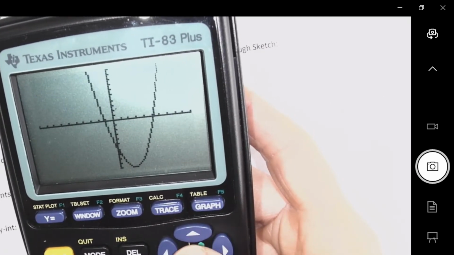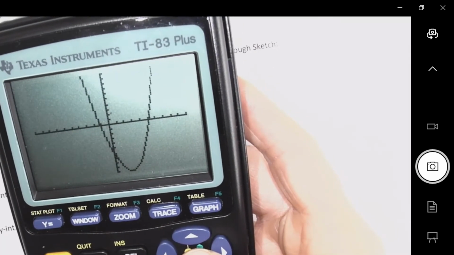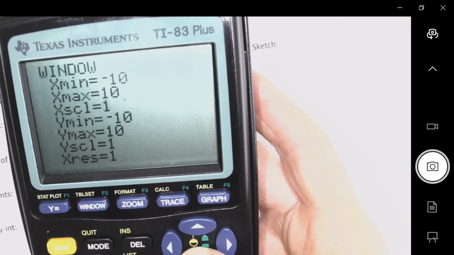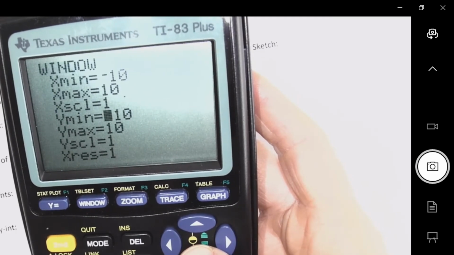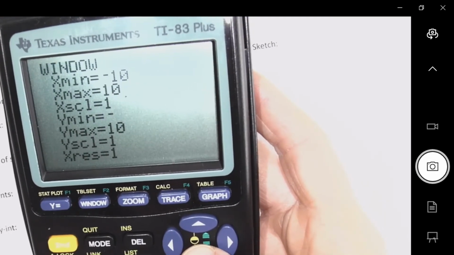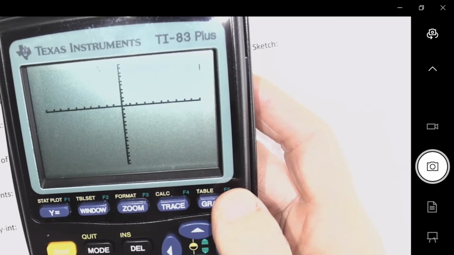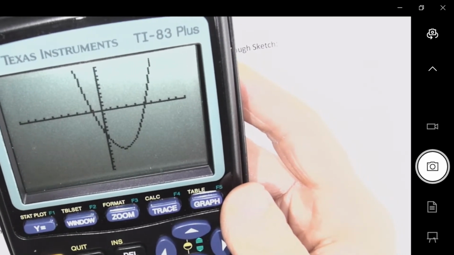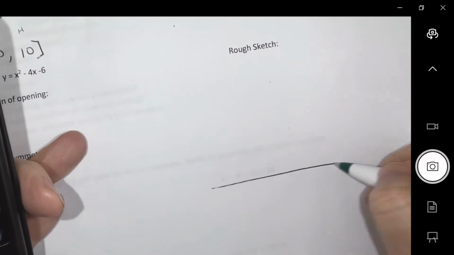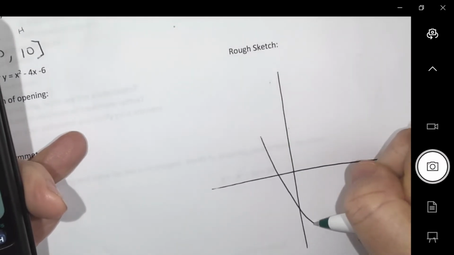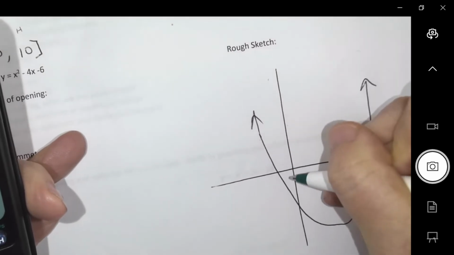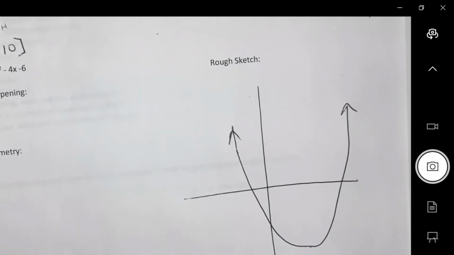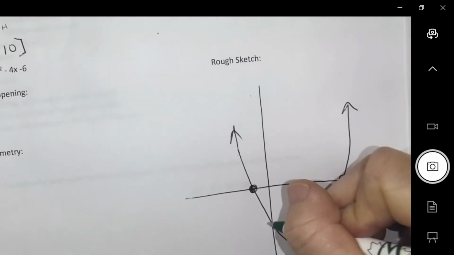Okay, do we like what we see? Do we want to go any lower? Should we maybe lower that? Let's go to the window, y min. I'm going to go negative 15, graph. Okay, that's pretty good. I like what I see. Okay, so this is what I'm looking at. I'm going to just put some important points on here.